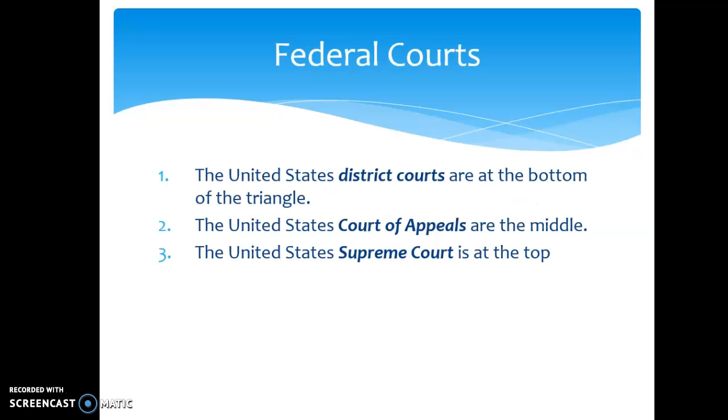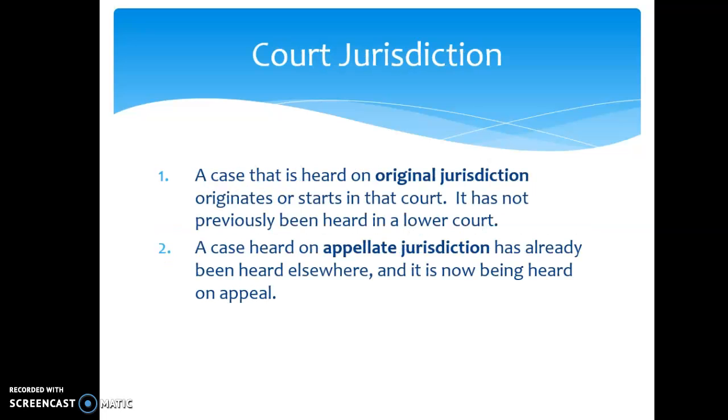Federal courts are in 3 tiers. We have the district courts, circuit courts of appeal, and the Supreme Court. We have cases heard on original jurisdiction, which means the cases originate or start in that court, and cases of appellate jurisdiction, which means the case has already been heard elsewhere and is now being heard on appeal. So this is where the circuit courts of appeal would step in. They'd receive cases from the district courts within the federal system, and should they be appealed further, those cases would then be heard in the Supreme Court.